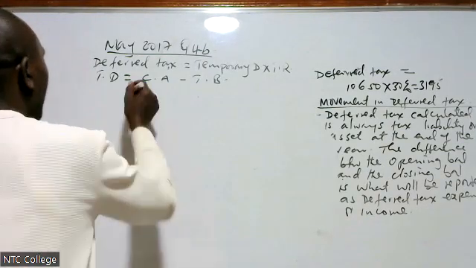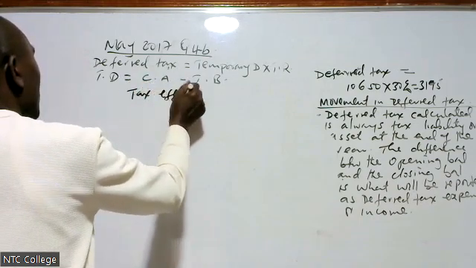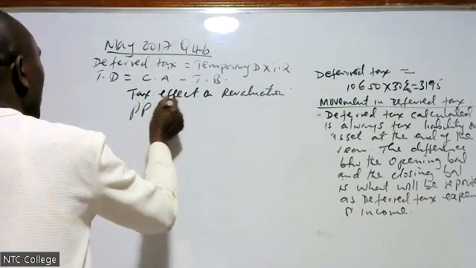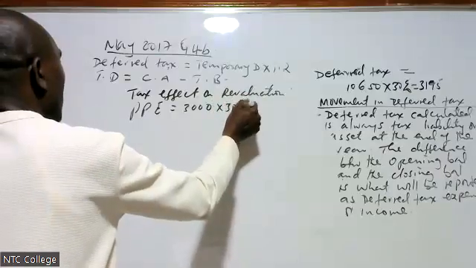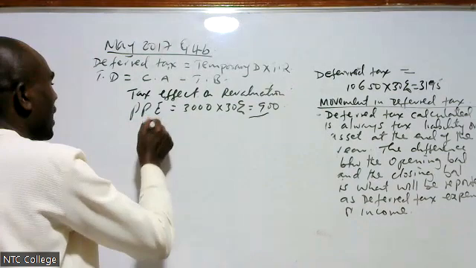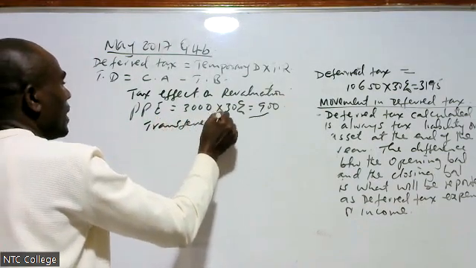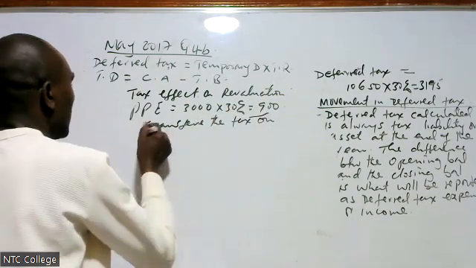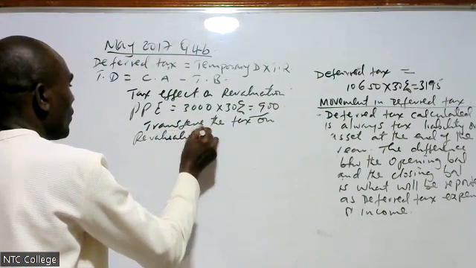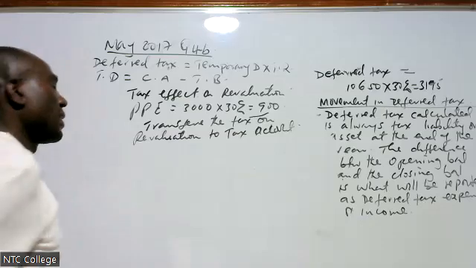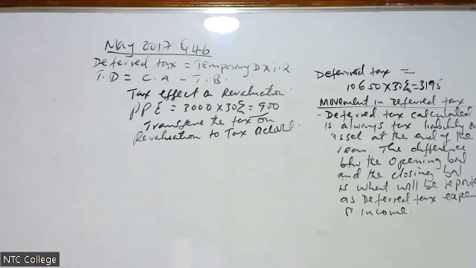Therefore, let's look at tax effect. First, let's look at tax effect on revaluation. We have revaluation of PPE, which equals 3 million times 30%, which equals 900. 900 is the tax effect on revaluation. Transfer the tax on revaluation to the deferred tax account.